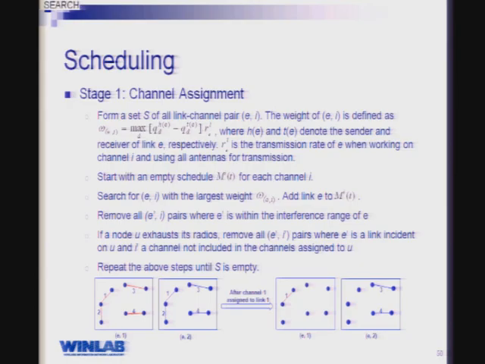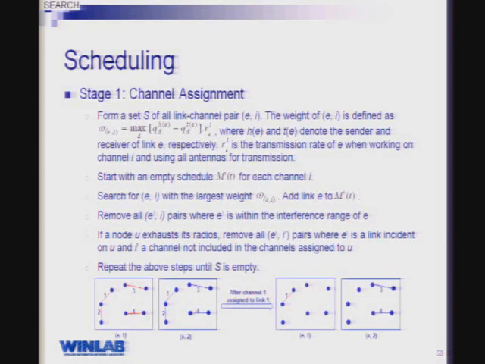And the scheduling consists of two stages. The first one is the channel assignment. There is some wording here, so I just want to explain the idea briefly. We first form a set S of all link-channel pairs (e, i). In this example, there are four links and two channels, so the total number of elements in S should be 8. The weight of an (e, i) pair is defined similarly as before: the difference of queue size times R_ei, which is the transmission rate of e when it works on channel i and uses all its antennas for transmission. We start with an empty schedule M_i(t) for each channel i, and first we search for the (e, i) pair with the largest weight and add it to M_i(t).